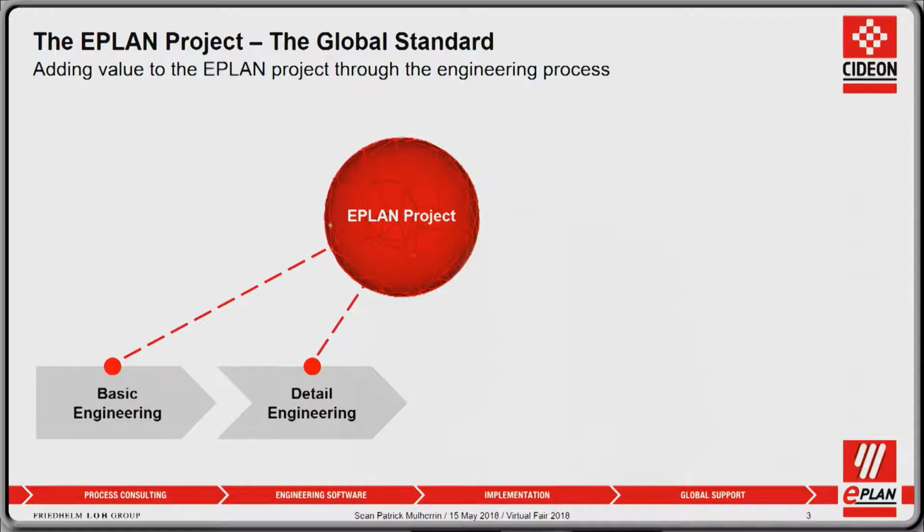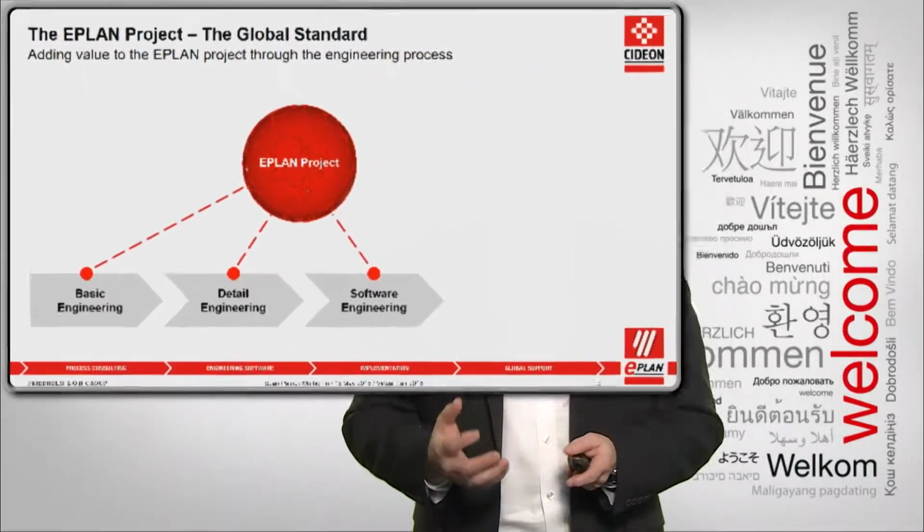This is when you add all the details, all of the wires, all of your terminal strips, all of your connections within the enclosure, and you can complete your control system in detail. And all of this information, again, gets added to the EPLAN project to enrich the quality of the data for engineering your control system. Then we go to software engineering.